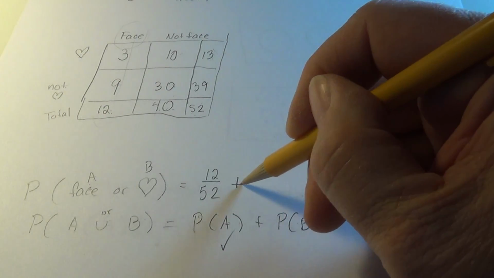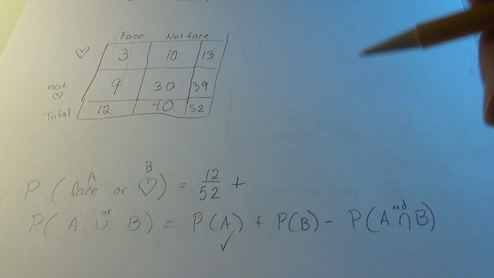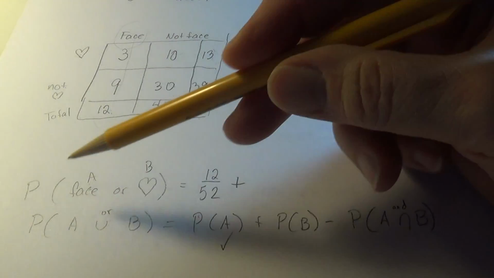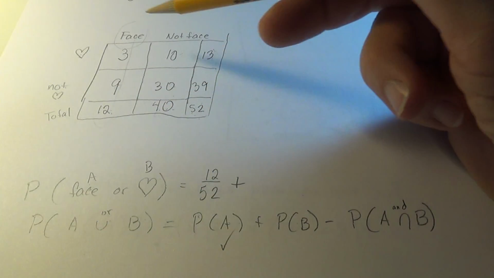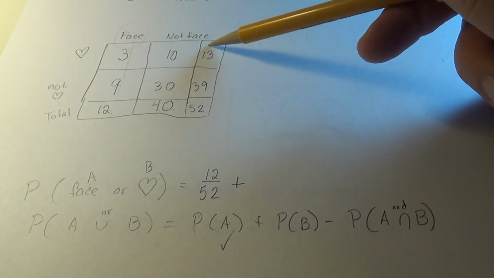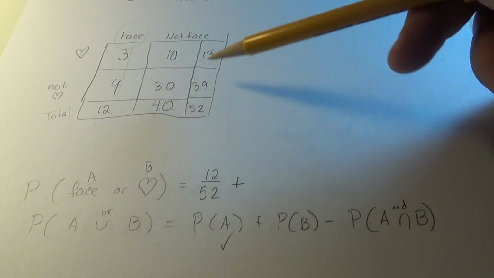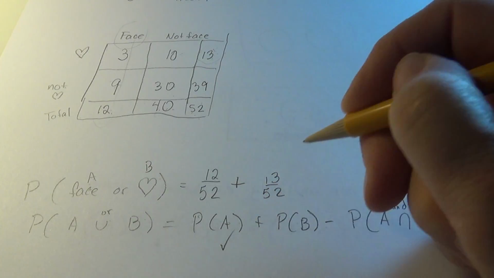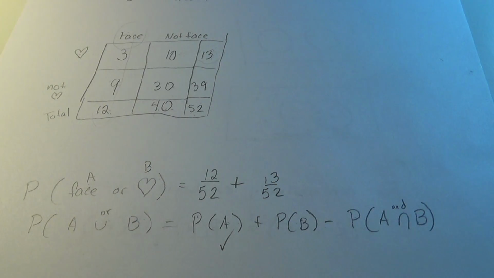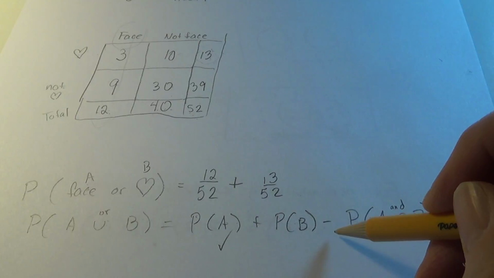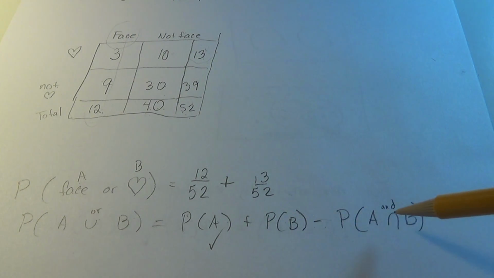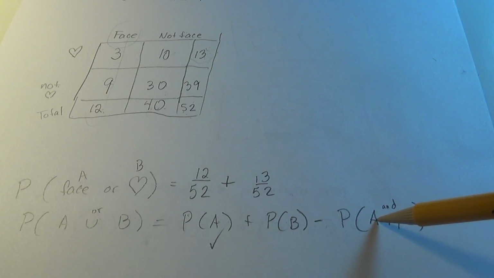What's our probability of B? See if you can get it. The probability of B is the probability of getting a heart. So I look at these and I see there are 13 hearts out of 52. If I stop there, I would have overcounted. So I have to remember that I have to continue with subtracting the probability of A, which in our case is a face card, and a heart.